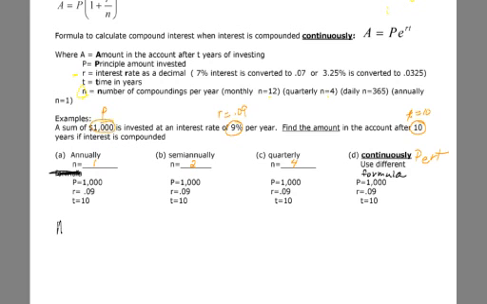So I have to use A equals P times 1 plus R over N, raised to the NT power. But I know all my information, so all I have to do is plug it in. 1,000 times 1 plus the interest rate, 0.09. N is 1, to the 1 times 10 power, 1 times T. Then we let the calculator do the rest of that.